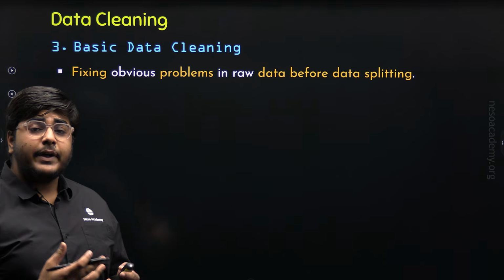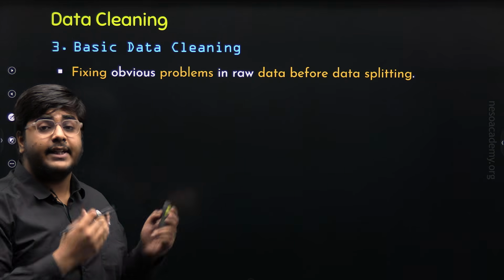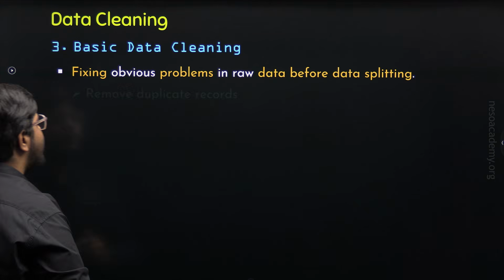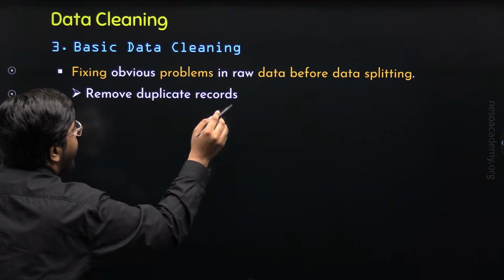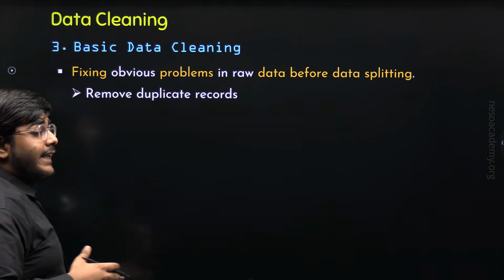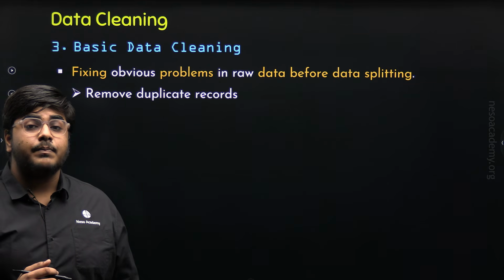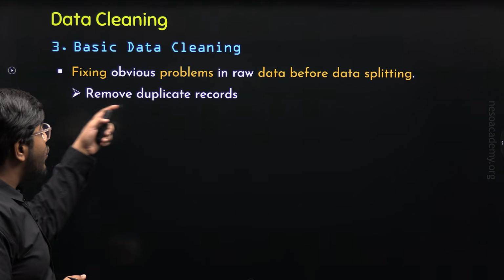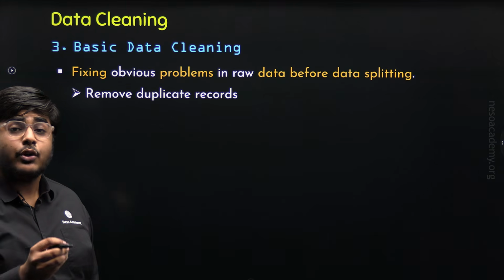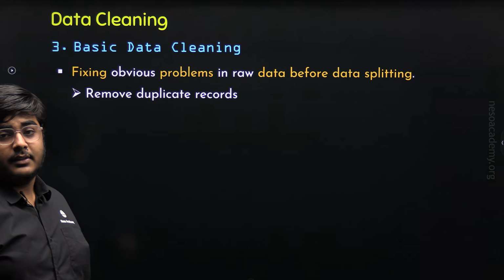Now, what all operations do we perform under basic data cleaning? The first one is remove duplicate records. So in the data that we have collected, there can be multiple duplicate rows. So we need to remove all the duplicate or redundant rows from our dataset.